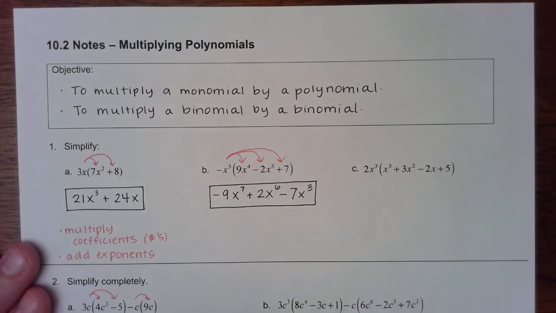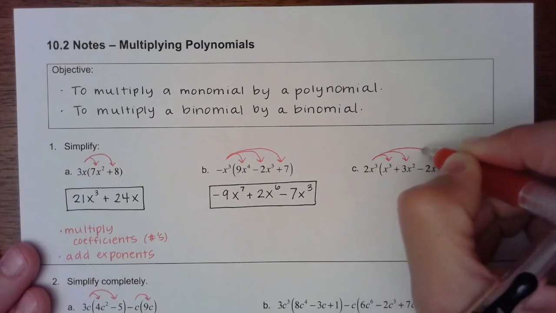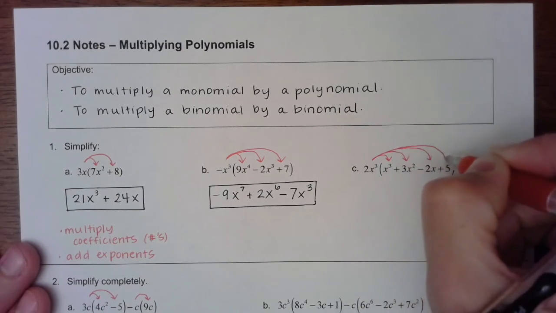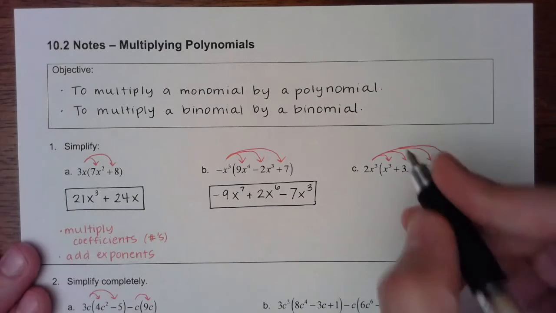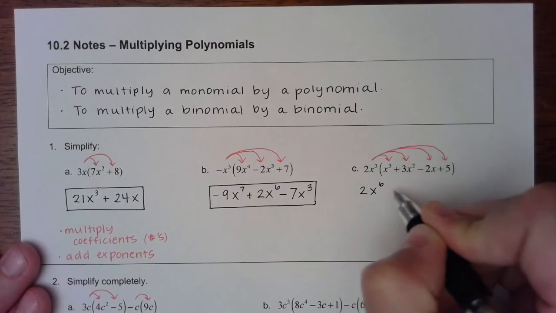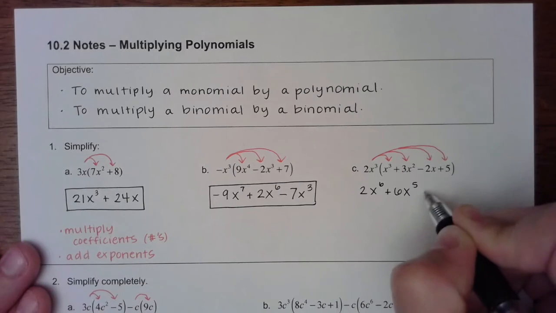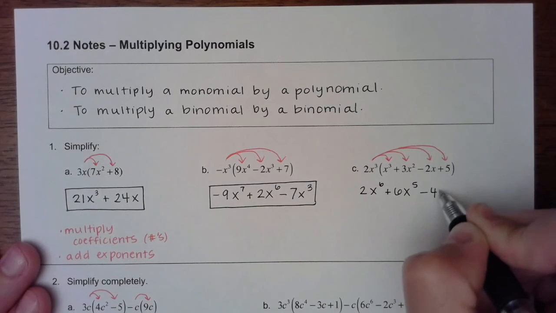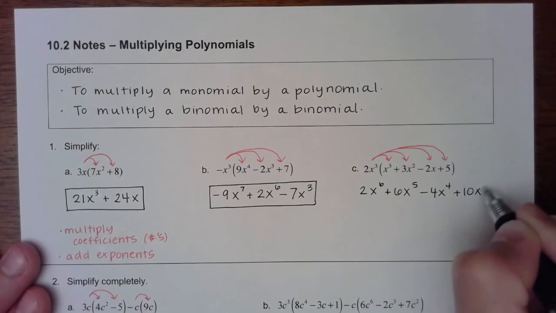So again, the number out front, or the term out front I should say, is getting multiplied to each of the different parts on the inside. This one has 4 terms on the inside, so my answer is going to have 4 parts to it. Let's see. This one will give me 2x to the 6th plus 6x to the 5th minus 4x to the 4th plus 10x to the 3rd.